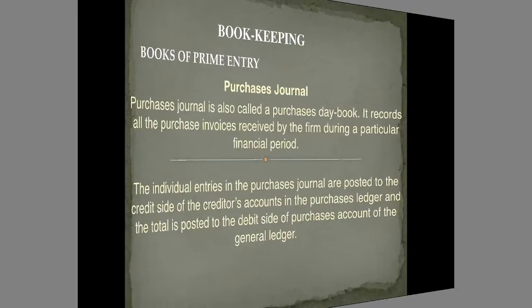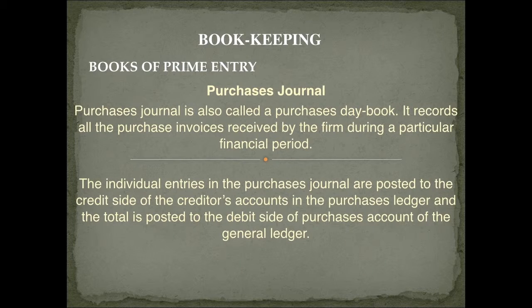Another book of prime entry is a purchases journal. The purchases journal is called a purchases day book. It records all the purchases invoices received by the firm during a particular financial period. The individual entries in the purchases journal are posted to the credit side of the creditor's account in the purchases ledger, and the total is posted to the debit side of the purchases account of the general ledger.